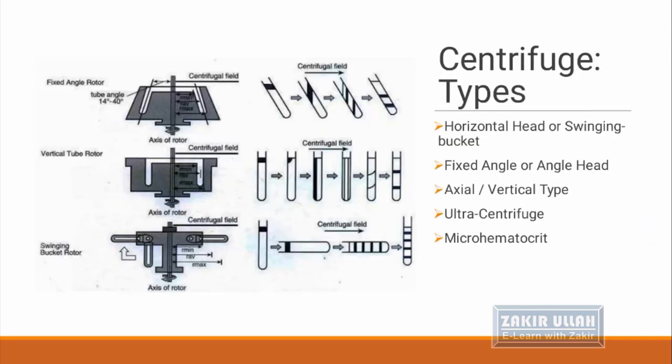Now coming to the different types of centrifuge, the first one is called the horizontal head or swinging bucket centrifuge. Another is the fixed angle centrifuge. This one is the fixed angle centrifuge, and there is the axial or vertical type of centrifuge. There is another type which is called the ultracentrifuge, which we will discuss later, and the microhematocrit centrifuge.